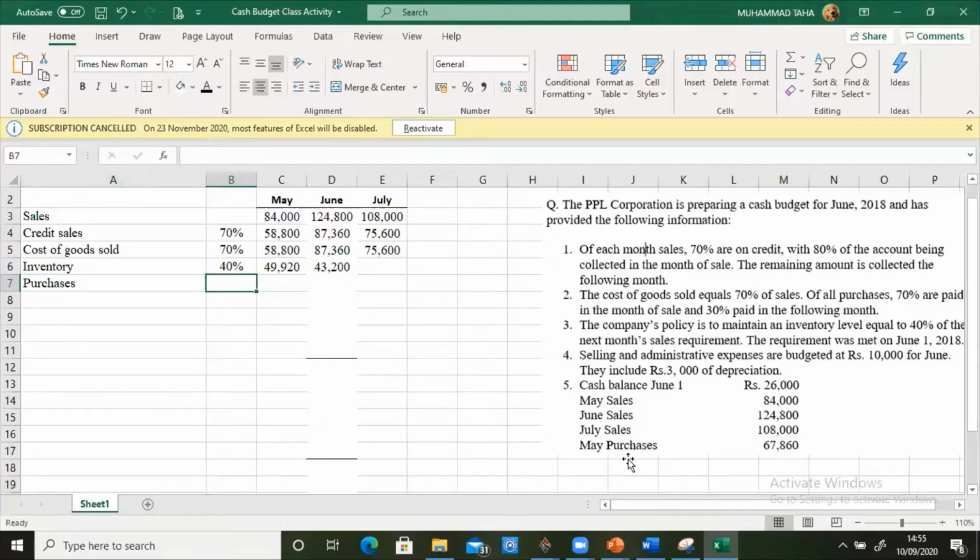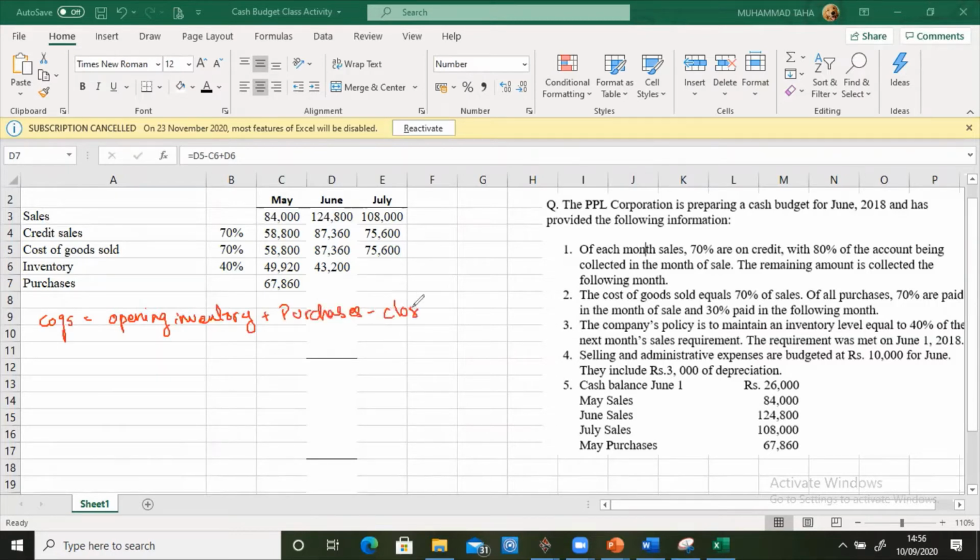You can see that the May purchases have been provided to you, so you can plug this in. But you need to figure out the June purchases. For that, we're going to use an accounting formula. Basically, your cost of goods sold is equal to your opening inventory plus your purchases minus your closing inventory.